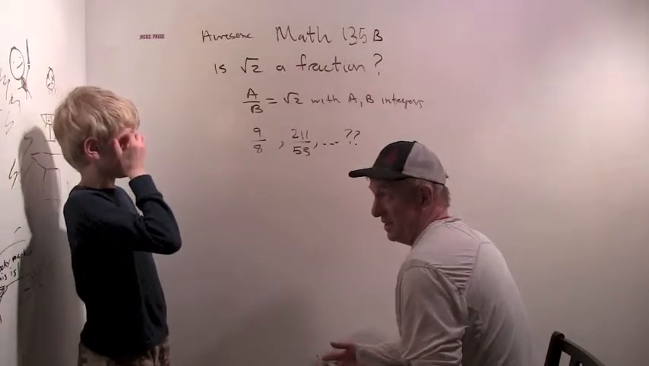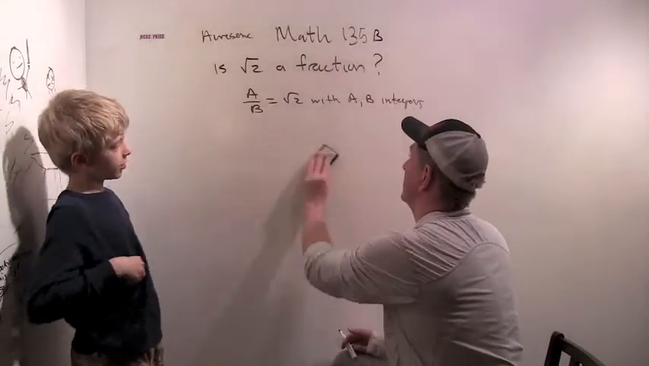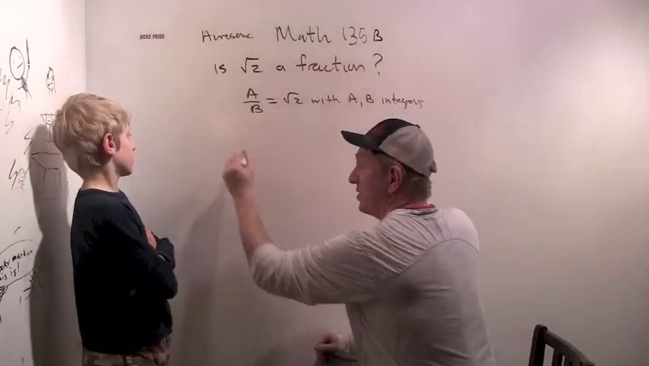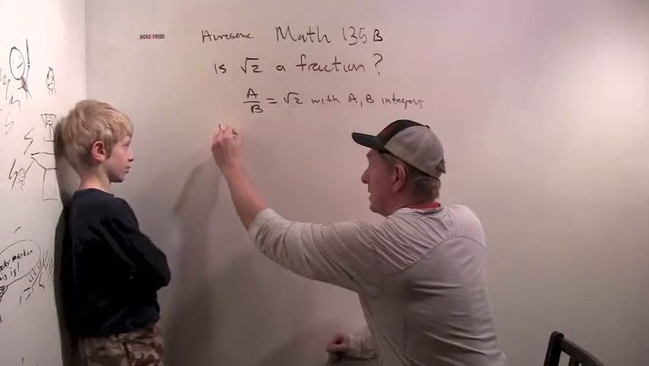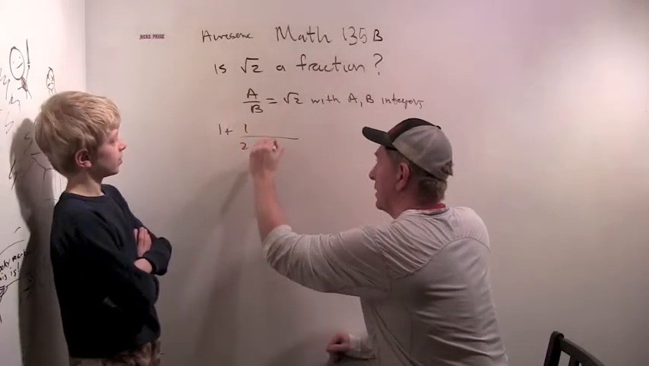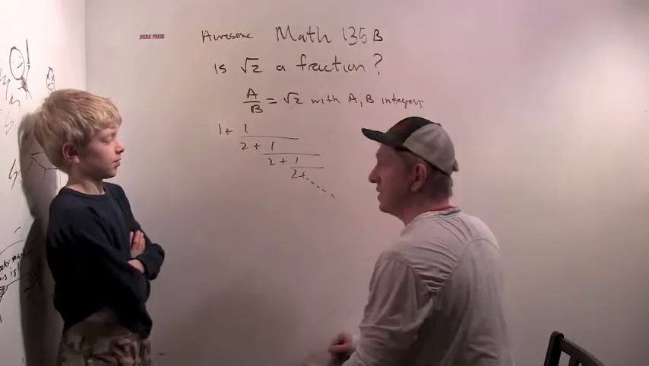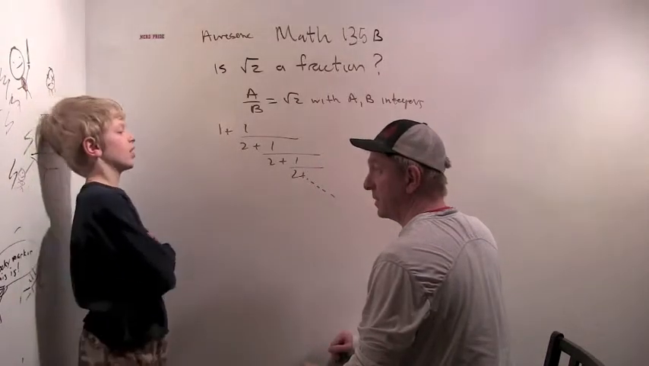Maybe we could look at it as a continued fraction. This is probably not what the Greeks did, but maybe. Do you remember what it was? We said it was 1 plus 1 over 2 plus 1 over 2 plus 1 over... and this goes on forever. So we said this was the continued fraction.